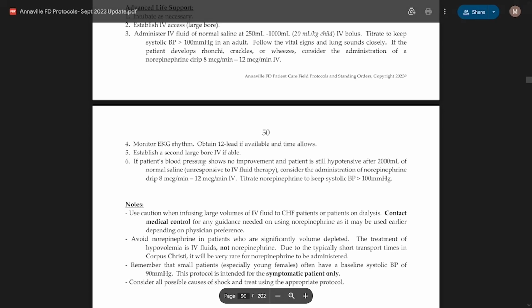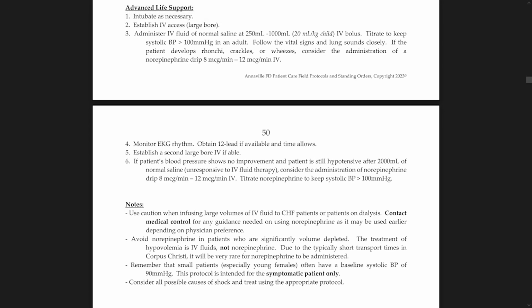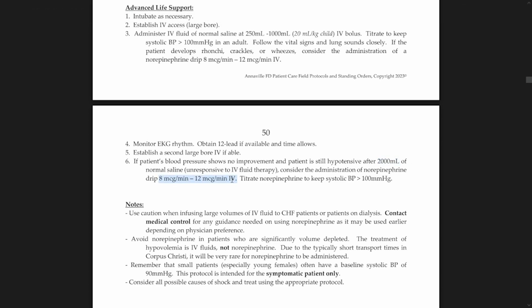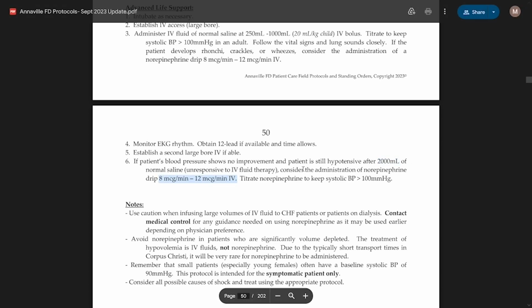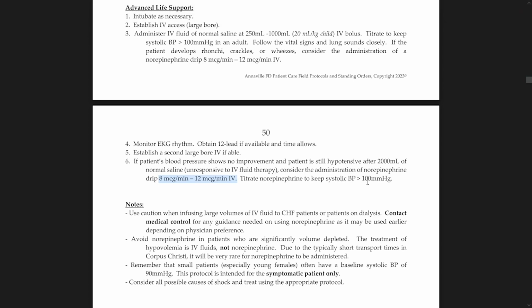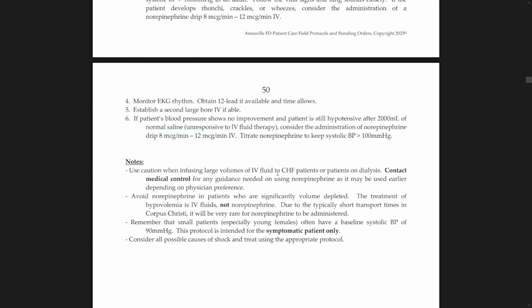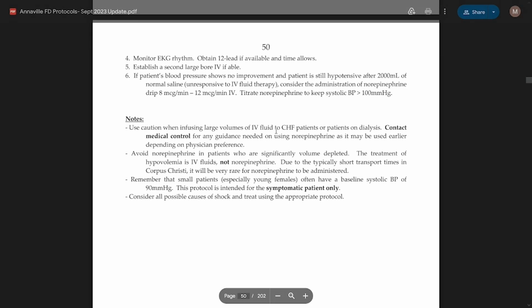If the patient's blood pressure shows no improvement and they're still hypotensive after 2,000 milliliters of normal saline, consider the administration of 8 to 12 micrograms per minute of norepinephrine via a drip. Titrate the norepinephrine to keep their systolic blood pressure greater than 100 millimeters of mercury. Use caution when infusing large volumes of IV fluid to CHF, or congestive heart failure, patients or patients on dialysis. Contact medical control for any guidance needed on using norepinephrine, as it may be used earlier depending on physician preference.